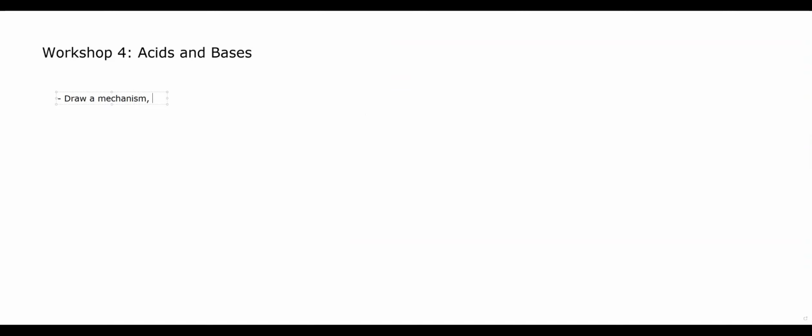For the next problem here, it'll be multi-part. Let's draw a mechanism. Let's label the acid, the base, the conjugate acid, and the conjugate base, show the products of the reaction, show the equilibrium, and explain why that equilibrium is as you've shown. Okay, so multi-step here. Let's start off with this one.